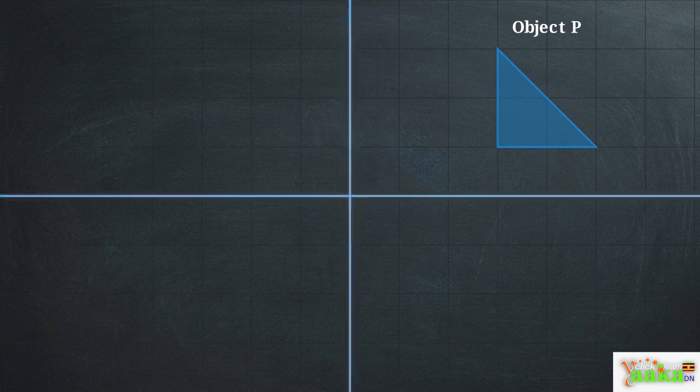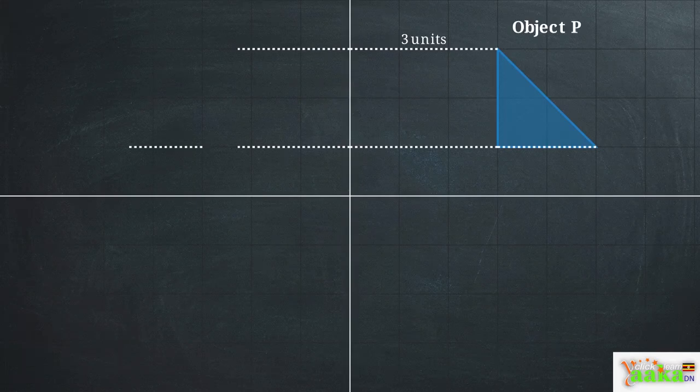Here is a Cartesian plane plotted with a single triangle, object P. To translate physical mirrors onto a grid, we use the x and y axes as our starting mirror lines. A common mistake is flipping the shape and sticking it directly against the y-axis. You cannot just place the image on the line. You have to measure the exact perpendicular distance from every corner of the object to the axis itself.